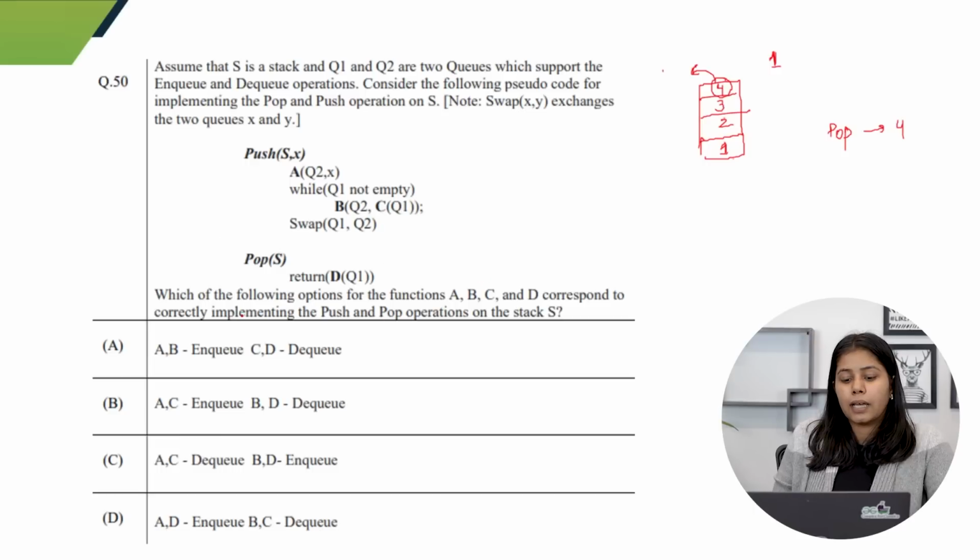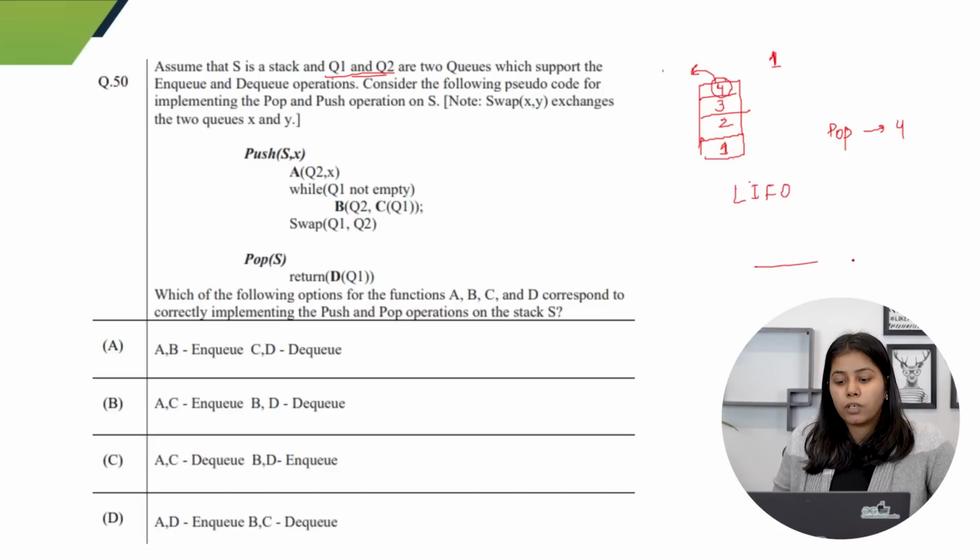Now they are asking that I have to apply this push and pop operation using two queues. In a stack we can see that we have last in, first out, right? So last in first out works on a stack.